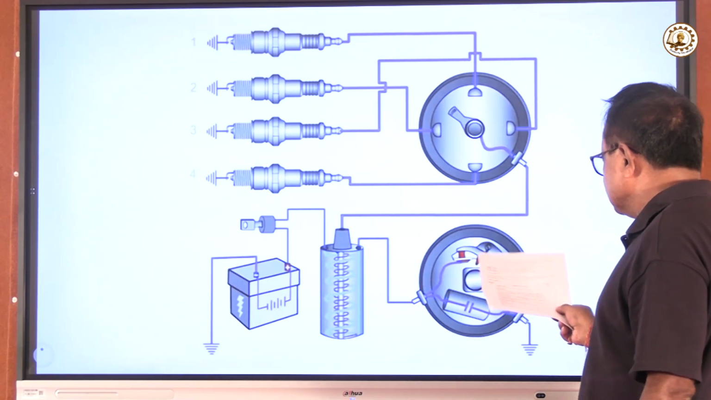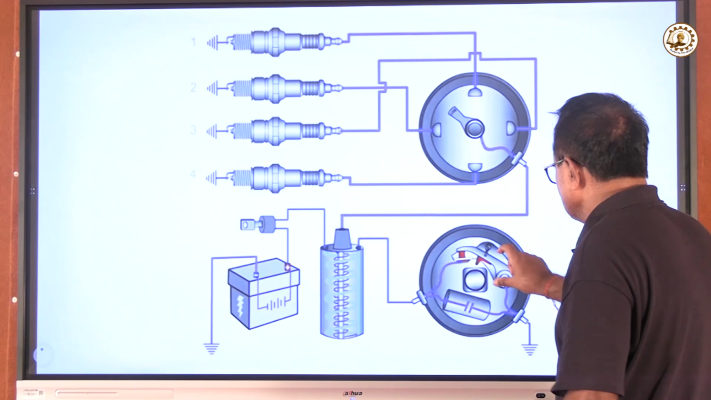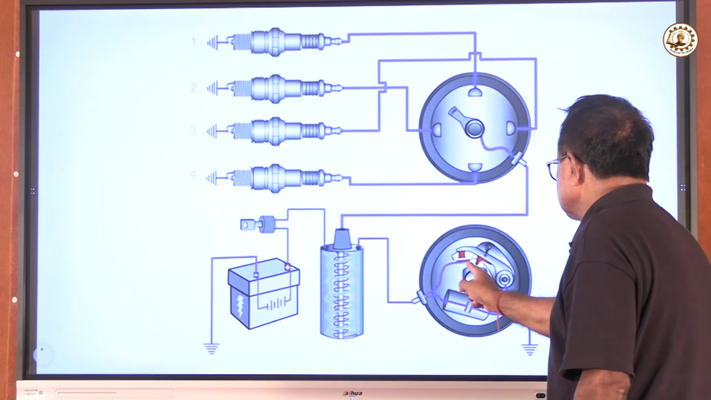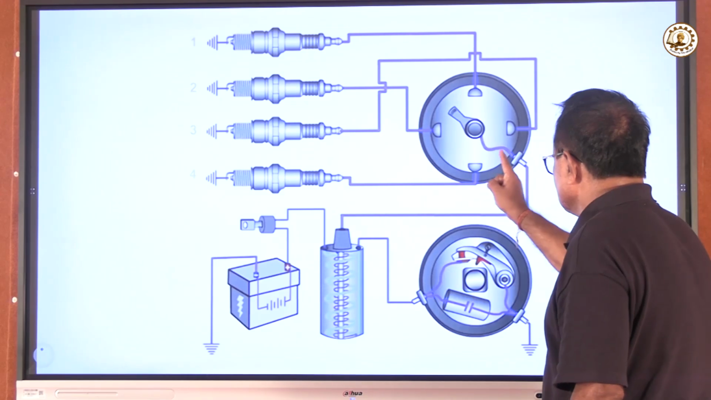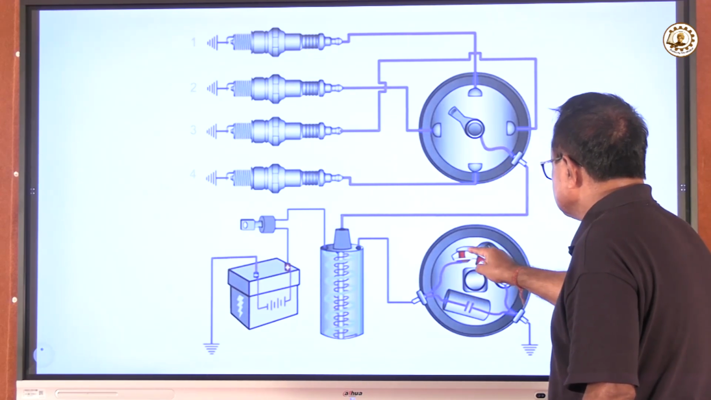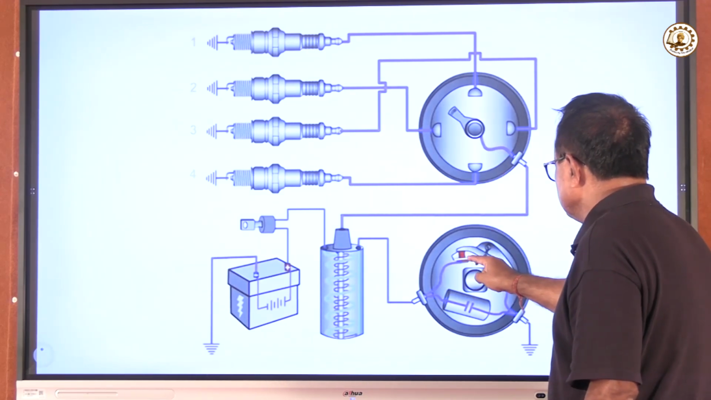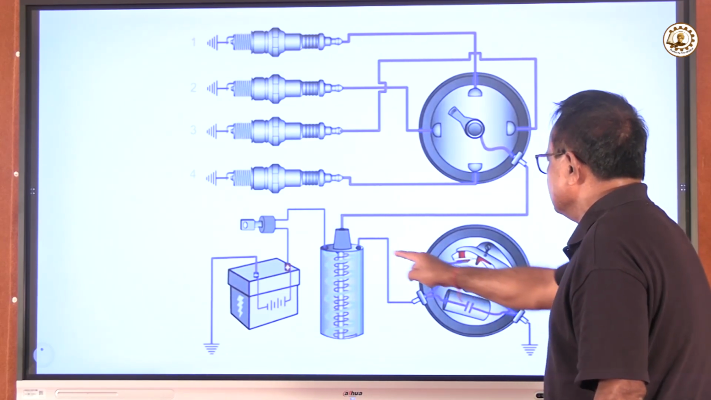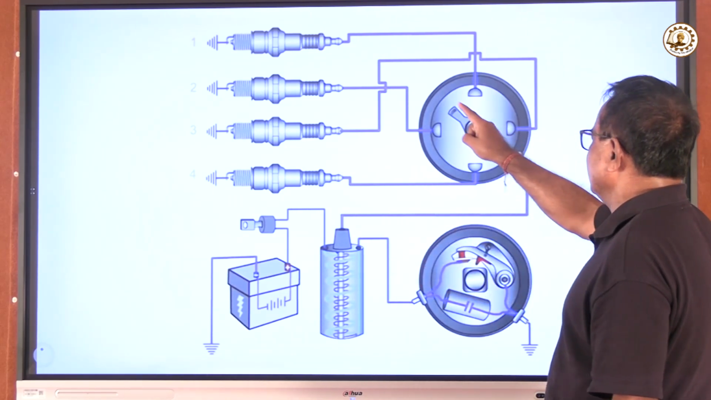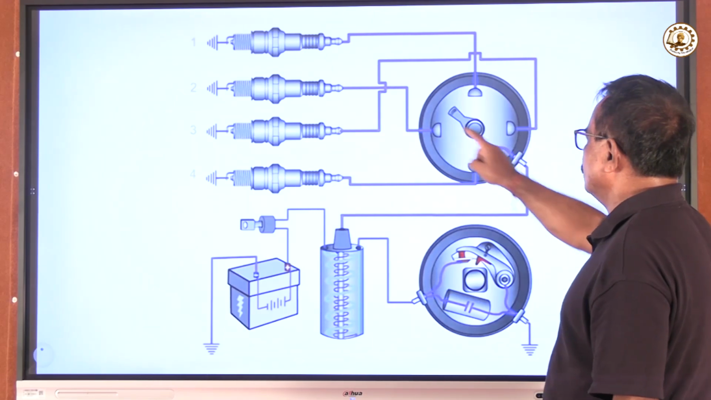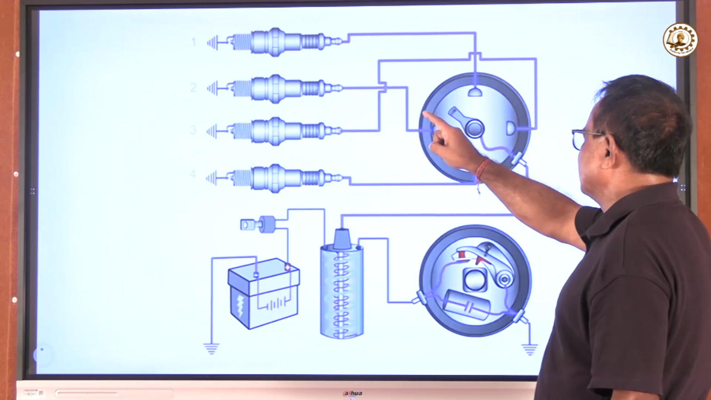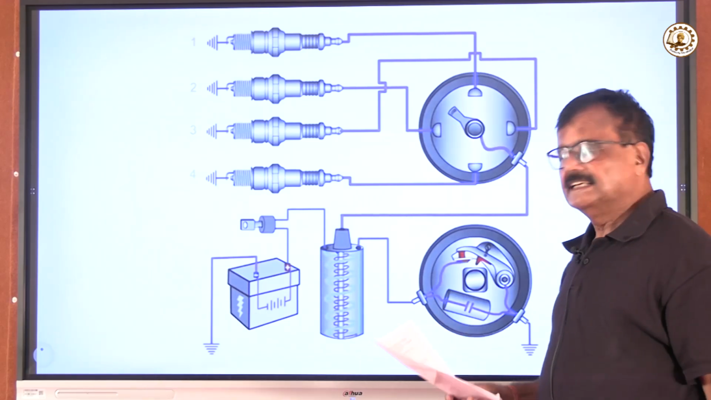The cutout is nothing but this operation. When this cam is rotating, this point comes here, and so the cutout breaks the power. When the power breaks in the primary coil, induced voltage is there in the secondary coil, and this way we get 22,000 volt to spark in the spark plug and ignite the system. So I think it is all right.